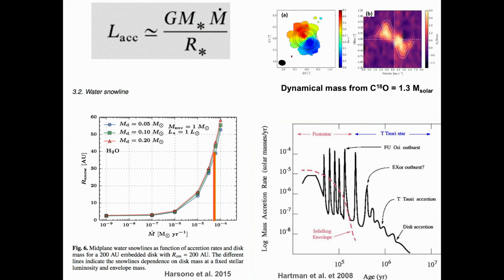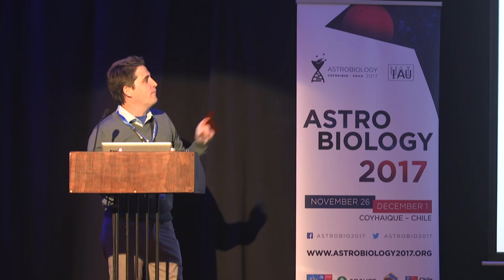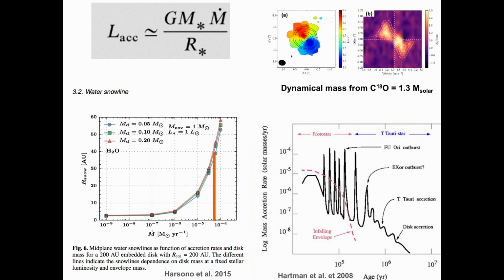From the mass of the star and the accretion luminosity, in this case, the total bolometric luminosity of the system is 400 solar luminosities. And for this stellar mass and the age of the system, you would expect a photospheric luminosity of about 6 solar luminosities, which means that most of the luminosity is just accretion luminosity, and from this luminosity, you can calculate the accretion rate. And the accretion rate here is close to 10 to the minus 4 solar masses per year, and numerical models predict that for this extreme accretion rate, the water snowline is exactly where we see it at 40 AU.